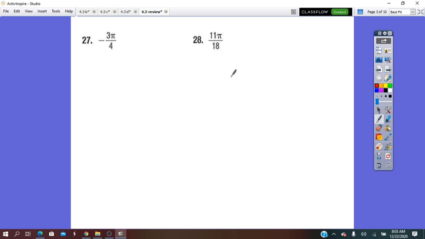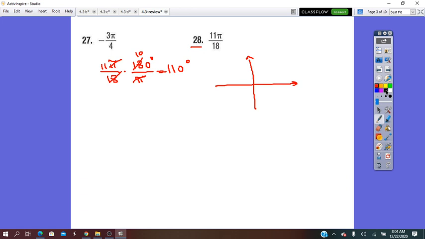Let's try more. 11 pi over 18, convert it into degrees first, it will be 180 degrees over pi, simplify by 18, so equals 110, and simplify by pi, it will be 110 degrees. Then in standard position, the angle is positive, the initial side, 110 degrees, it's between 90 and 180 degrees, so the terminal side of the angle will be in the second quadrant.